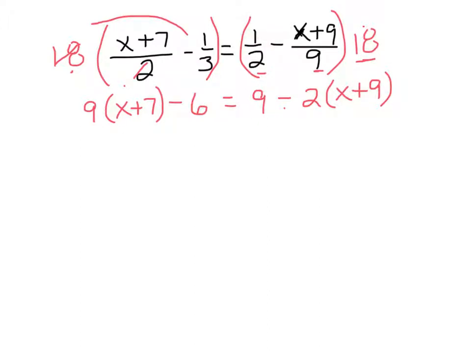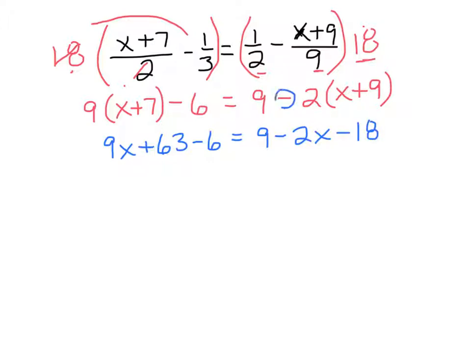My next step is to work through and get rid of the parentheses. So when I do that, now I'm going to have 9x + 63 - 6 is equal to 9 - 2x... and this is where a lot of people will make a mistake. Remember, it is subtract 18 because this subtraction sign applies to everything that is in there.